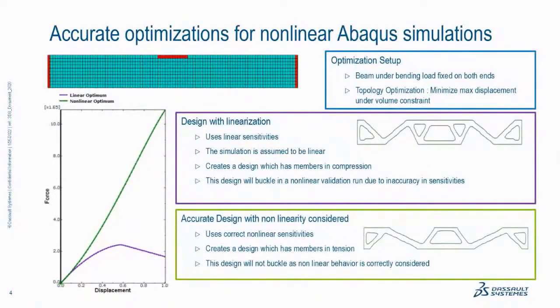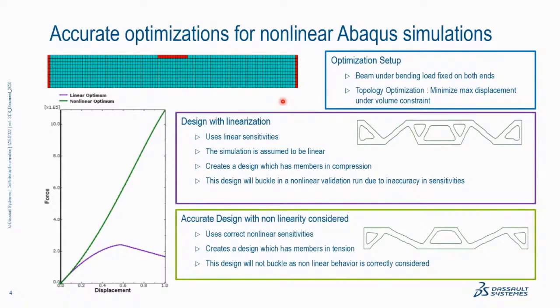So I would also like to talk about what sets us apart from other optimization packages. We have a very close interface with Abaqus, which means we can get the true nonlinear sensitivities for nonlinear load cases. Why does this matter so much? Let's look at this example here. So we have a simple beam here supported at the ends and then loaded in the middle. And we are trying to minimize the maximum displacement under a volume constraint.